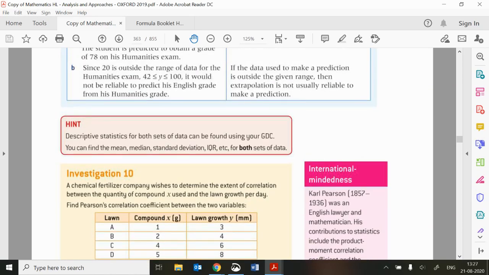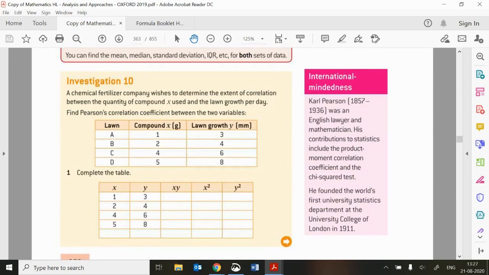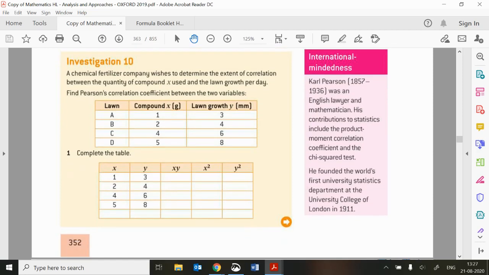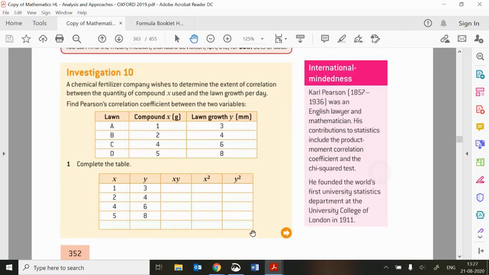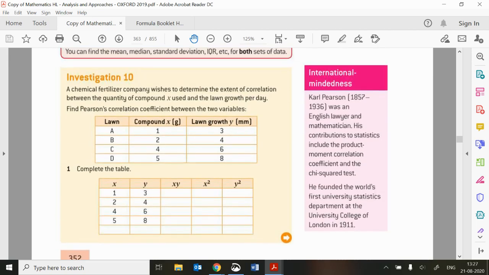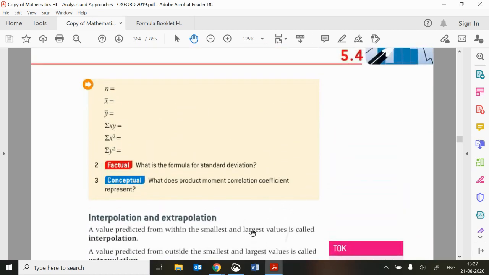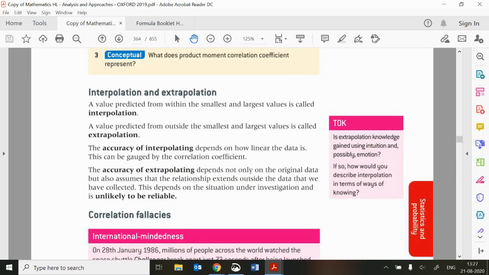Now it does say you can find your mean, median, standard deviation, IQR and everything from your GDC. We've dealt with that. It talks about Karl Pearson here. It's about chi-squared here as well, which might be something you're interested in. You can have a look at that test. It's a really common test which is used. I'm not going to go into that now. There's also Spearman's rank, which is another really common test, but it's not in this course. And now we need to discuss interpolation and extrapolation.